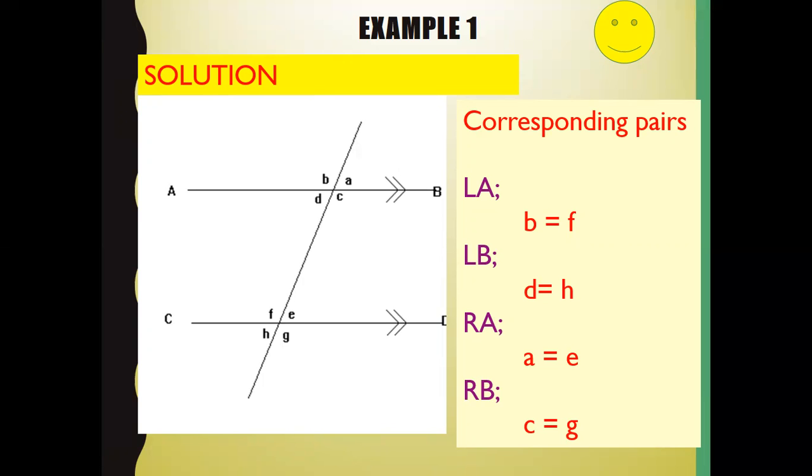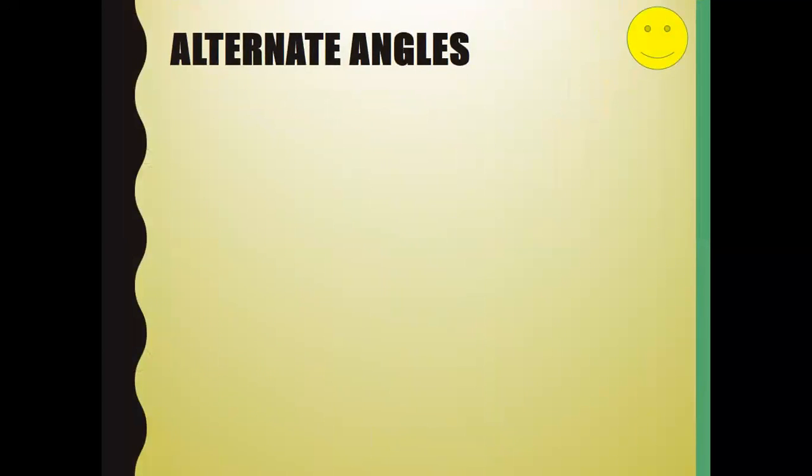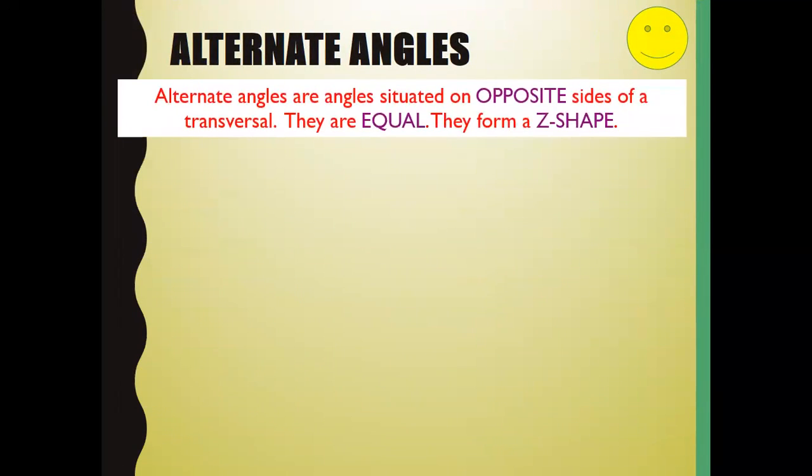So let's move on. We need to also talk about alternate angles. Now, what are alternate angles? They're completely different from corresponding angles, although they are also on the transversal. Alternate angles are angles that are situated on opposite sides of a transversal. They are equal also, and they form a peculiar shape, and that shape is the Z shape. So that shape is what we often use to identify that these two angles are alternate angles.